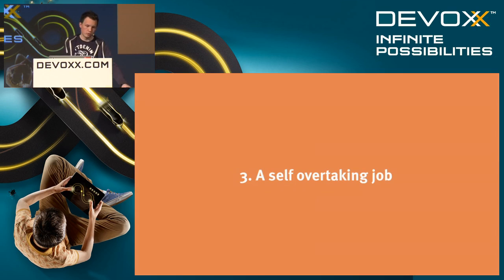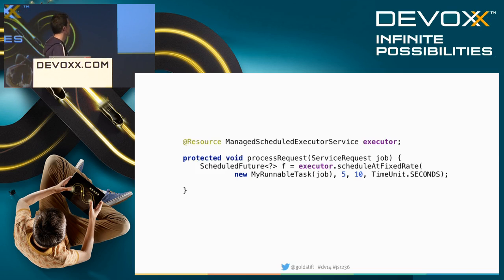The third topic is called a self-overtaking job. And it turns out that with the new competences we have, there comes a new burden. And we might easily enter the domain of batch processing without actually noticing it. Sample code for this would be managed scheduled executor service, schedule at fixed rate. So you have a delay of 5 seconds, and after every 10 seconds, a new execution is started.